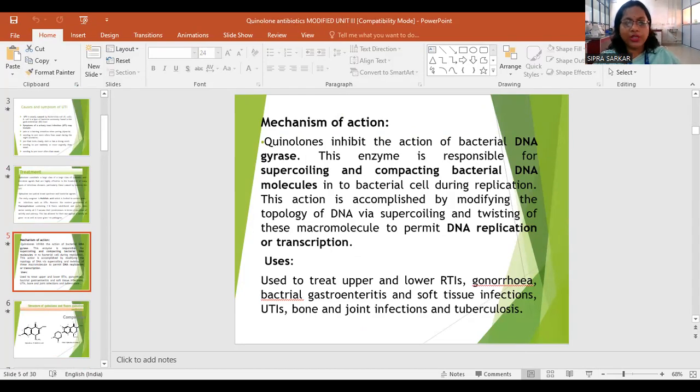The action is accomplished by modifying the topology of the DNA via supercoiling and twisting of this macromolecule to permit DNA replication or transcription. That means the DNA will not be replicated or transcribed, and the bacteria will die. This is used for upper and lower respiratory tract infections, gonorrhea, bacterial gastroenteritis, soft tissue infections, UTI, bone and joint infections, and tuberculosis also.